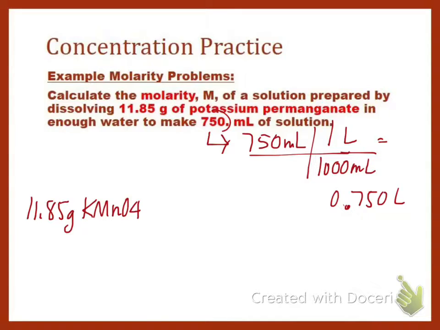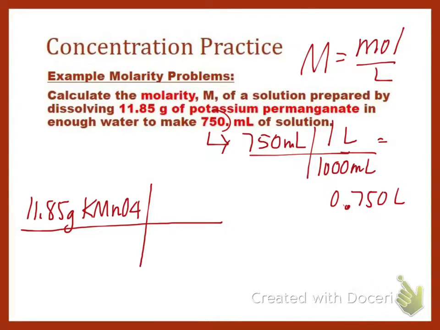And remember, if I'm trying to get to molarity, it's moles per liter, and I'm in grams. So what am I going to have to do? I'm going to have to divide by the molar mass. So I've got to convert to moles. I've already added it up, so I will tell you that the molar mass of potassium permanganate is 158.04 grams per mole.